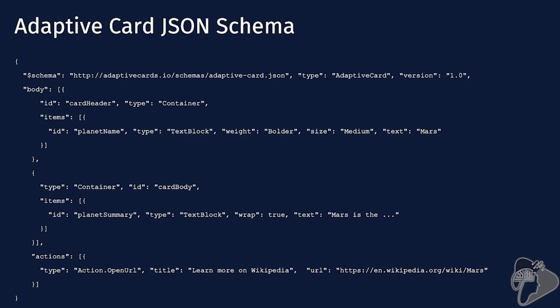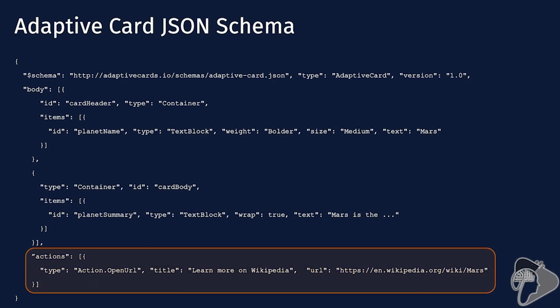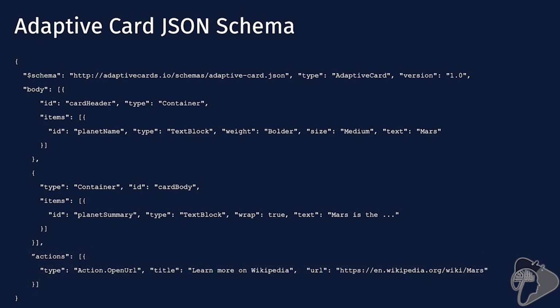And then I've created an action section as well for the body. Down at the bottom here, you can see that I've created an action. So when someone clicks on my action button, it's going to open a URL pointing to the Wikipedia link for Mars, the planet. And the title on that button is Learn More on Wikipedia. So that's an example of what an adaptive card would look like. So that's what adaptive cards are.